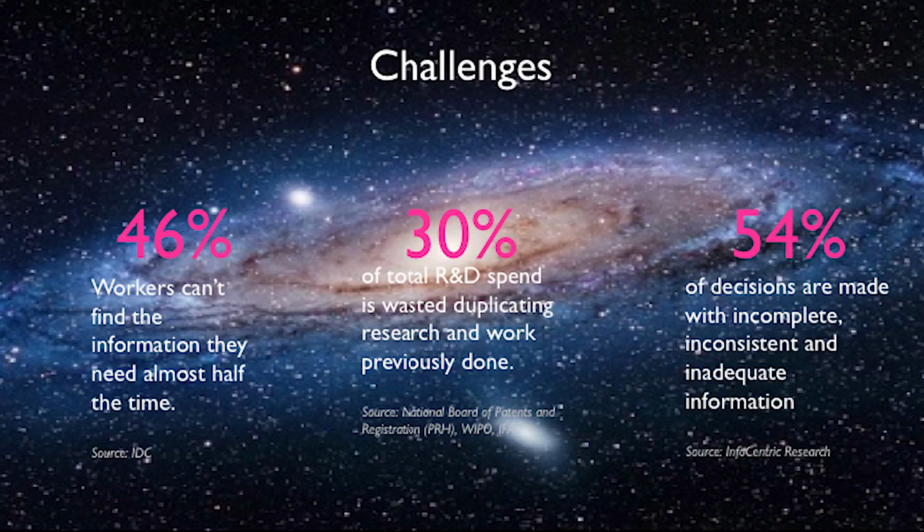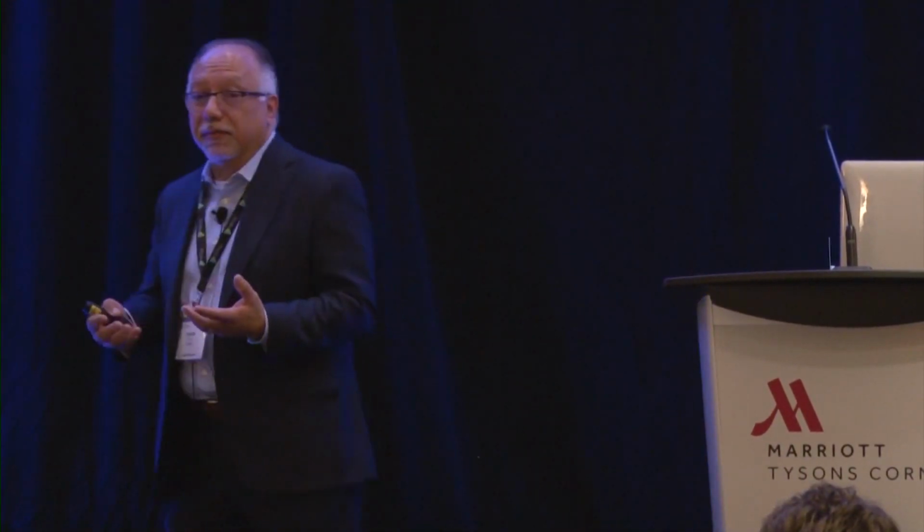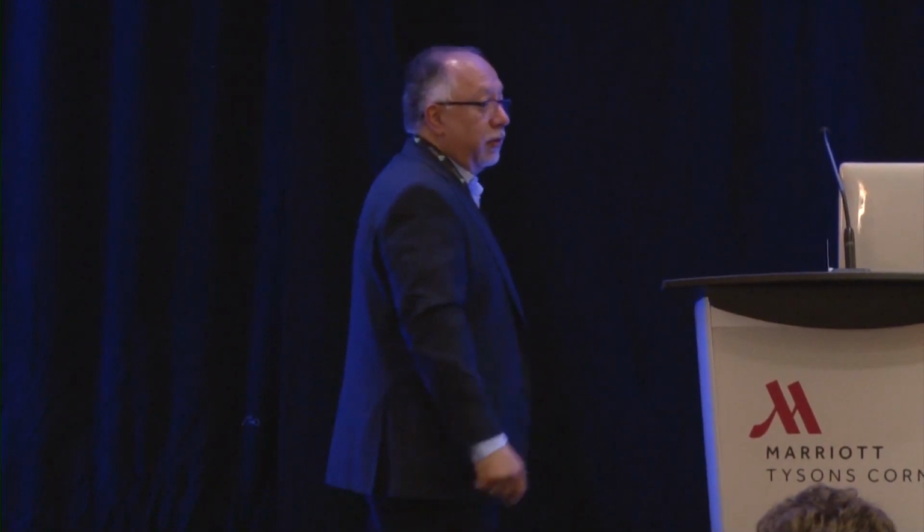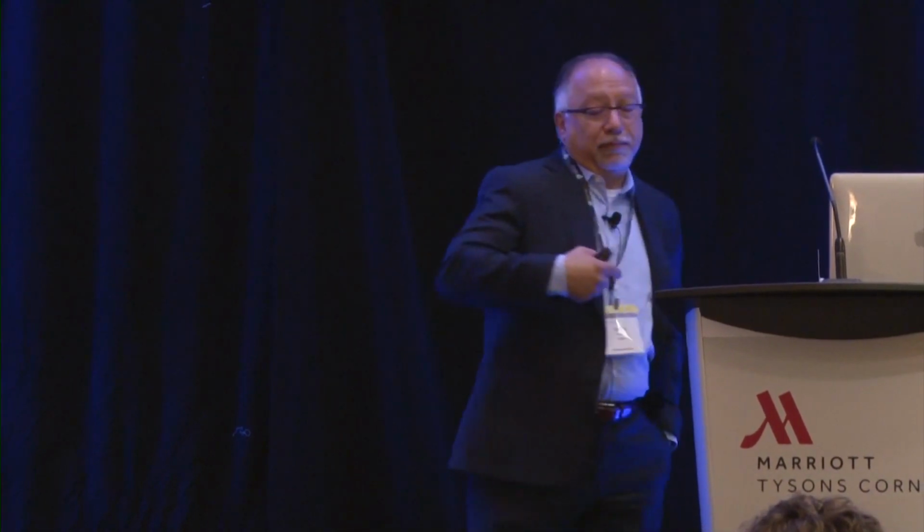But the last thing, the one that really gets me, is that 54% of our decisions are made with incomplete, inconsistent, or inadequate information. If we're making decisions based on half the information, that's kind of scary, especially the type of things that we do. So we got to improve how we try to do those things. And how do I do that?